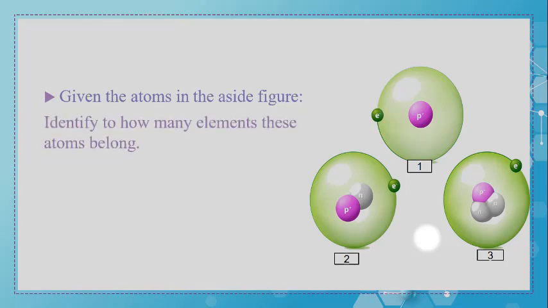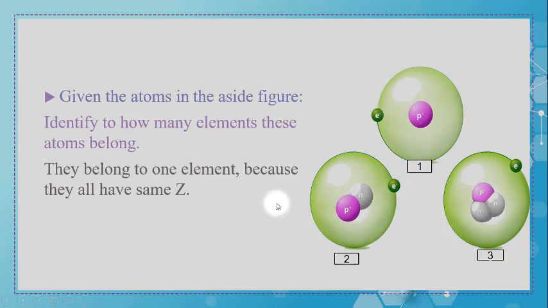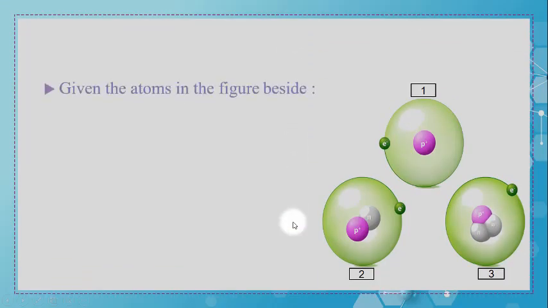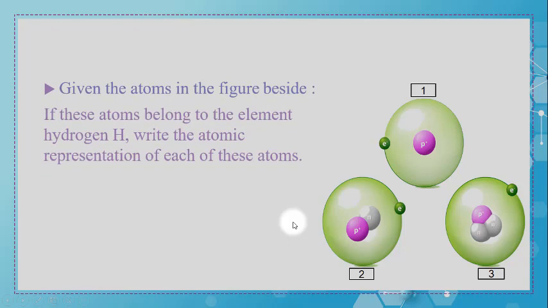Now identify to how many elements these atoms belong. We know that these atoms belong to one element since they have the same atomic number Z, or the same number of protons. If these atoms belong to the element hydrogen, H, write the atomic representation of each of these atoms.